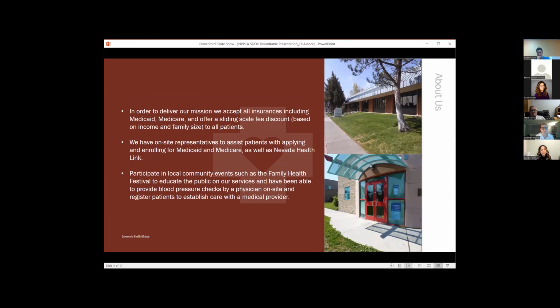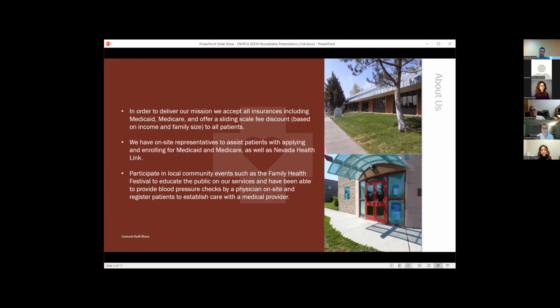In order to deliver our mission, we accept all insurances, and that includes Medicaid with all of our MCO plans here in Northern Nevada, as well as Medicare and Medicare Advantage plans. We offer a sliding scale fee discount based on family income and size to all of our patients. We also offer services to our homeless patients free of cost under our grants. And we have on-site representatives to assist patients with applying and enrolling for Medicaid and Medicare, as well as Nevada HealthLink.